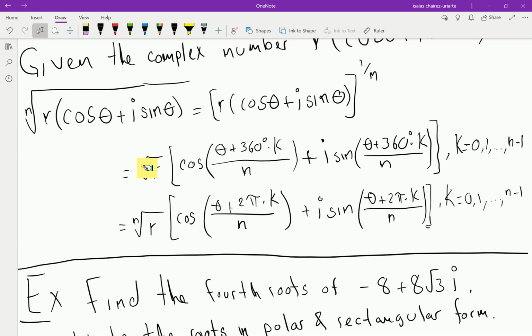This makes taking roots of complex numbers a little bit quicker, a little more procedural, rather than having to do brute force. So this is a nice little theorem. So let's put it to use.